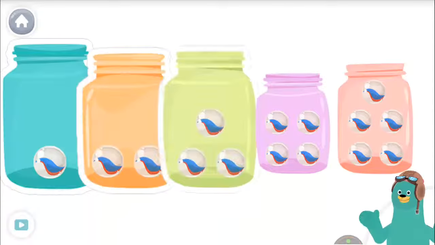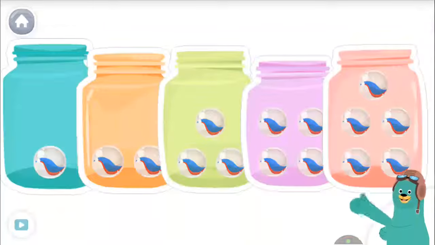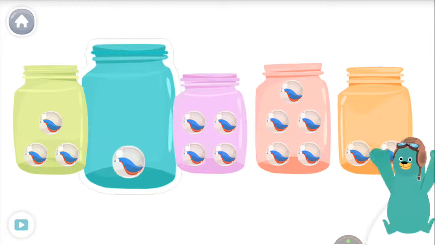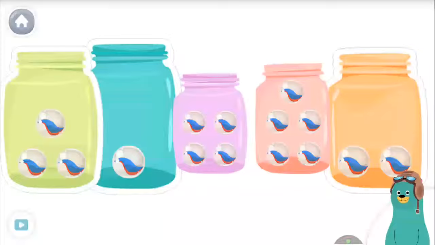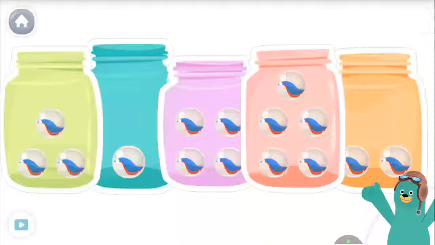3, 2, try again. 3, 4, 5. You got it. Now pay attention to the next question. The jars are not in order. Tap the jars in order from least to greatest number of marbles. 1, 2, 3, 4, 5. Awesome!